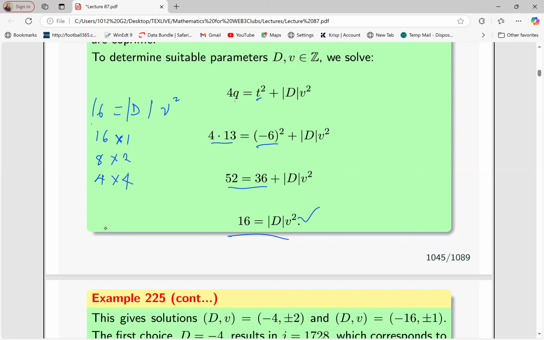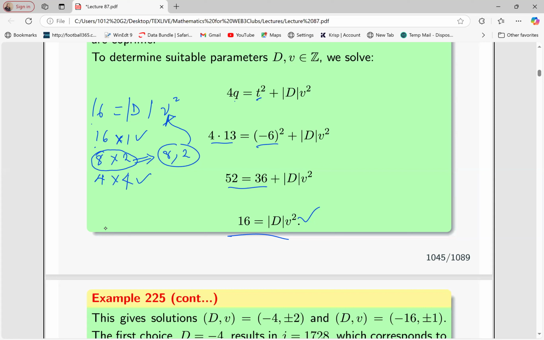Now you can see that 8 times 2, of course, is not correct. It will not give us v squared, because none of these two numbers, 8 and 2, has a square root. We want one that has a square root so that we get v, because v squared is one of these two numbers. So it then means that we have these two possibilities.